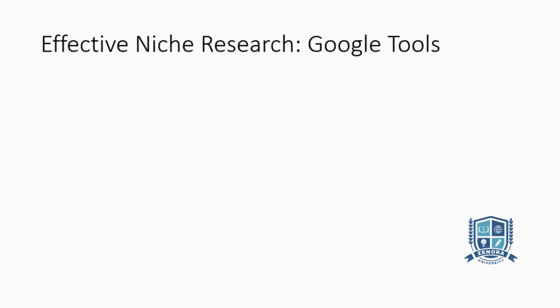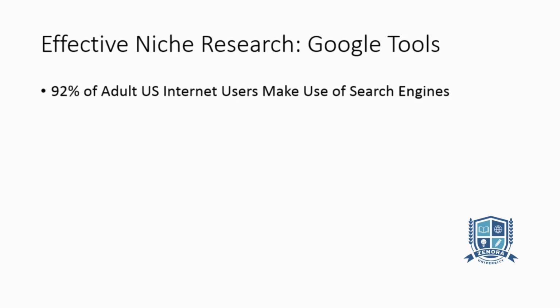In this video, we are going to be talking about the Google Corporation's tools to help us research markets. We want to look to Google as we think about their reach. 92% of adult United States internet users, and not that that's the whole world, but it is a substantial number of individuals using the internet, and it's a good place to start looking at research. 92% of those individuals make use of search engines in their everyday life.